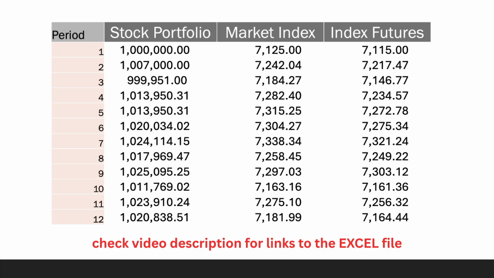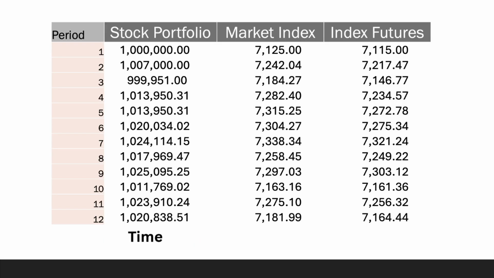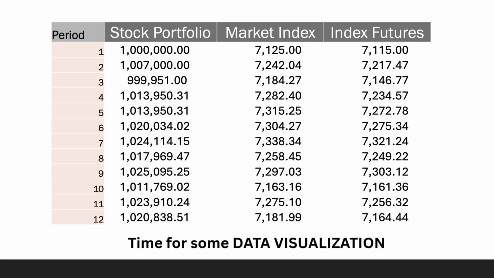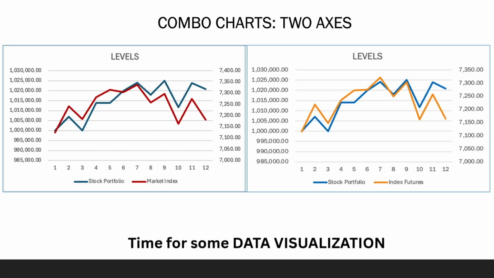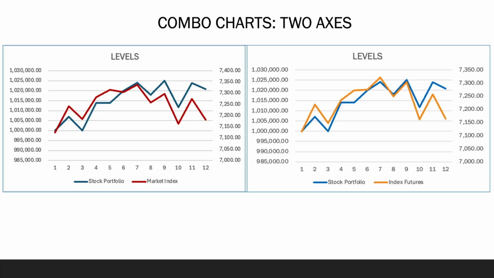Now let's visualize our data and see what's going on using a two vertical axis or combo chart in Excel, given that the levels are different for the portfolio, which is running in the millions, and for the market index and futures, which are running in the thousands. Clearly, they are all moving in a related manner, and therefore we can try to take advantage of the relationships between and among the three data sets.